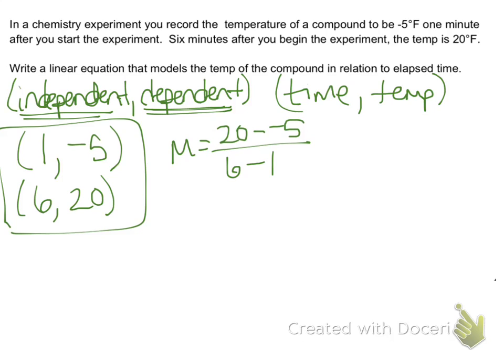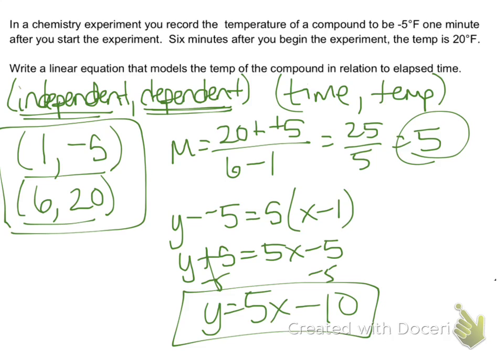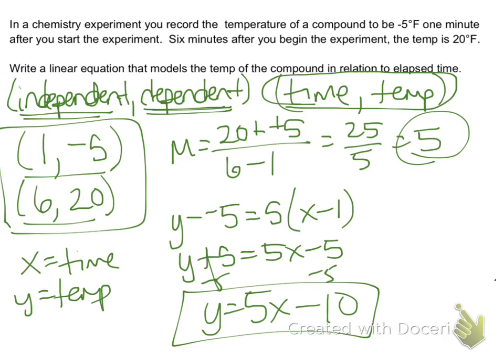So remember that in order to write an equation, we need a point and a slope. So since we only have 2 points, we need to find our slope. So our slope is going to be 25 over 5, which simplifies to 5. And now we can use our slope and either one of these points and go ahead and write an equation, please. So our equation is y = 5x - 10, where x represents the time elapsed and y represents the temperature. So we need to start getting in the habit of defining our variables.